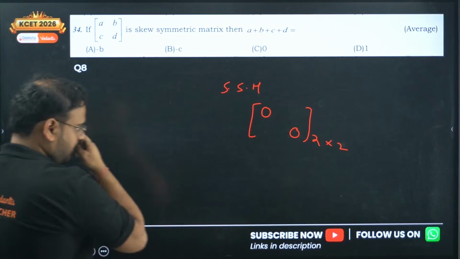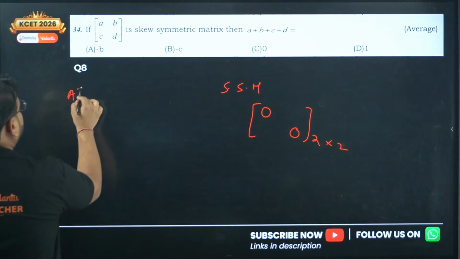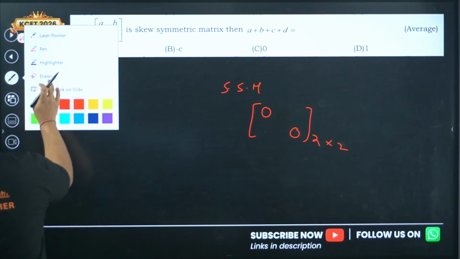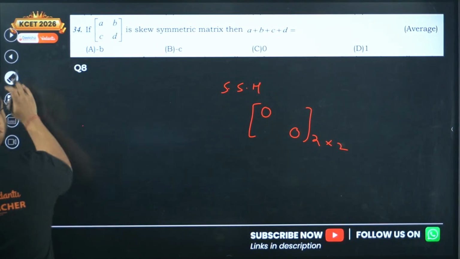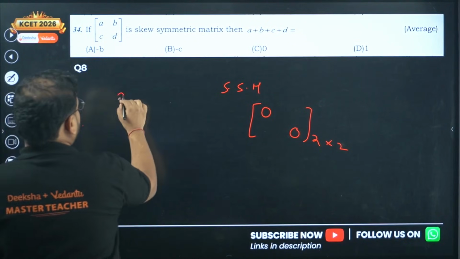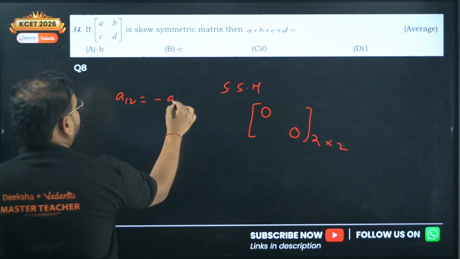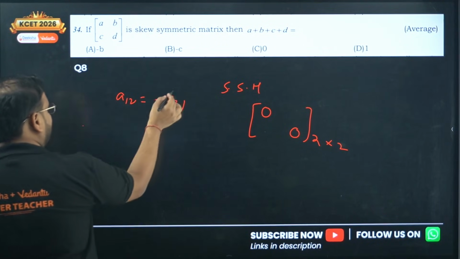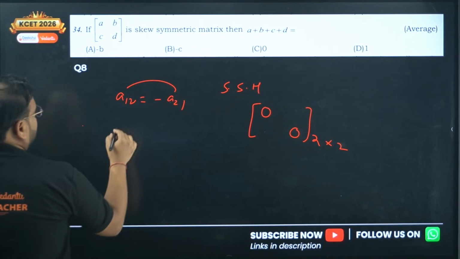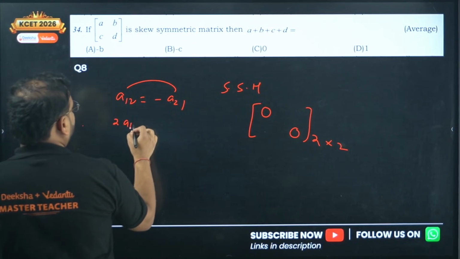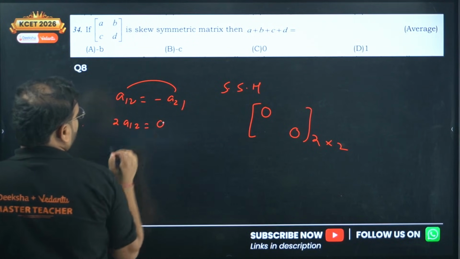How come, sir? Because as I said, A transpose, excuse me, you write like this: A12 equals to what? Minus of A21. If you add them, it will become what? Twice of A12 equals to 0. Okay.